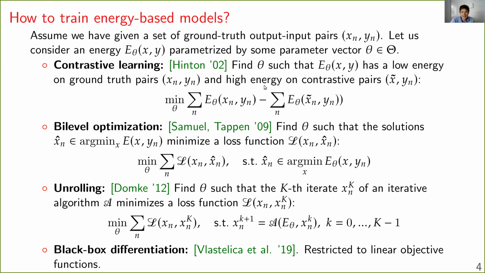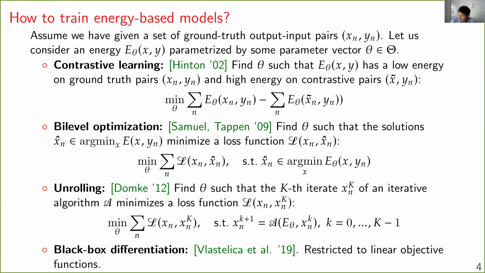We try to find the parameters theta of the energy such that the energy should have low values on ground truth pairs, and it should have higher values on contrastive pairs, where we perform a wrong match between the input yn and the wrong output x tilde. And then there are different choices for how you can produce these wrong matches x tilde. For example, you can do this by means of a generative adversarial network, where you end up with a min-max game, where you try to find a bad x tilde.